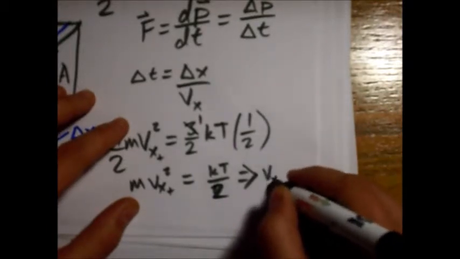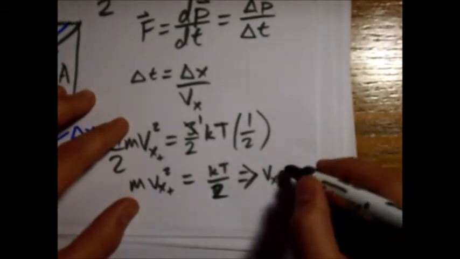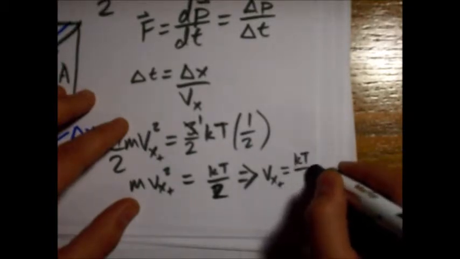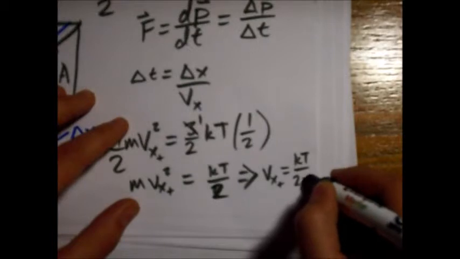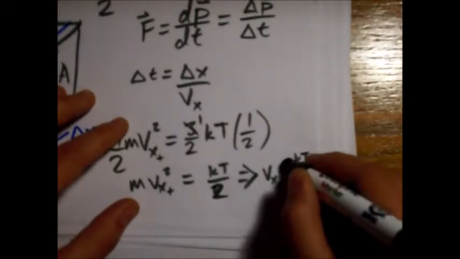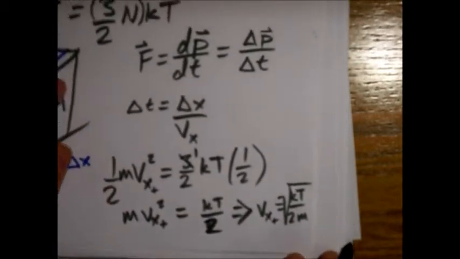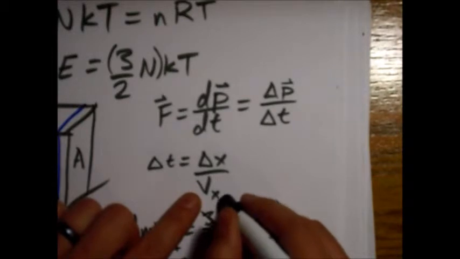So Vx positive is equal to the square root of kT over 2m. Alright, so now we know what this delta Vx positive here is. So let's see if we can put a few of these pieces together.